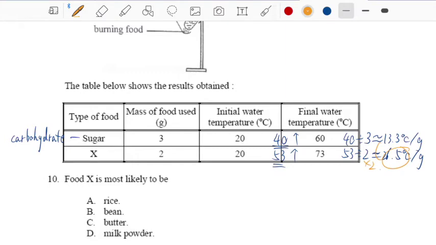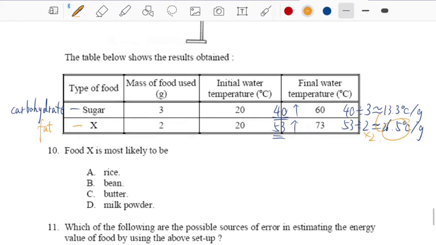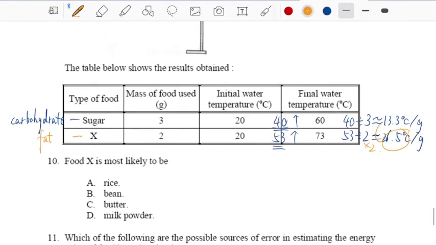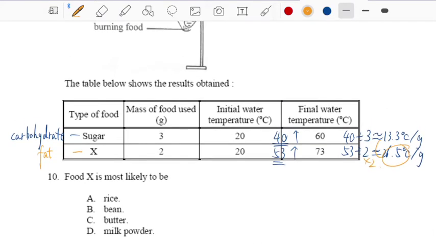So the only possibility is that X contains a lot of fat. For question 10, food X is most likely to be, we need to choose a food that's rich in fat. The first two, rice and bean, are mainly carbohydrate, so not the answer we are looking for. Milk powder contains a lot of protein. So the correct answer we should choose is C. Butter contains a lot of fat.